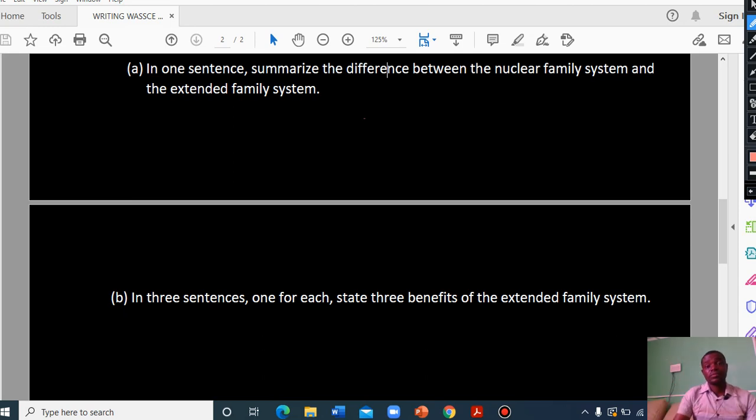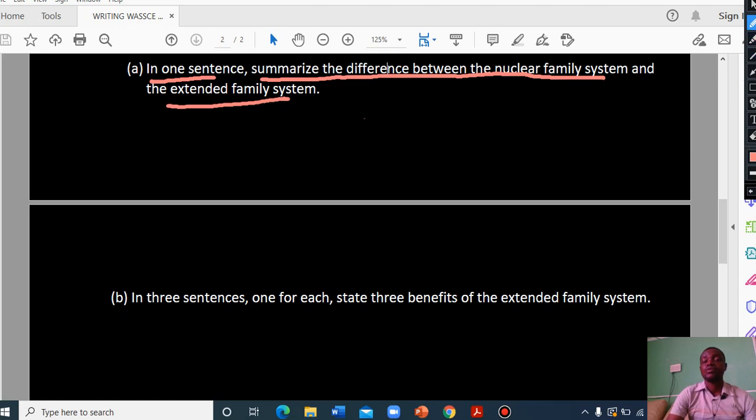Welcome to this lesson. In this lesson, we'll be looking at how to answer summary questions. So we have a passage, and through the steps that we did, we said we have to read the first question. Question A: in one sentence, summarize the difference between the nuclear family system and the extended family system. So we are going to look for the difference between the nuclear family system and the extended family system.